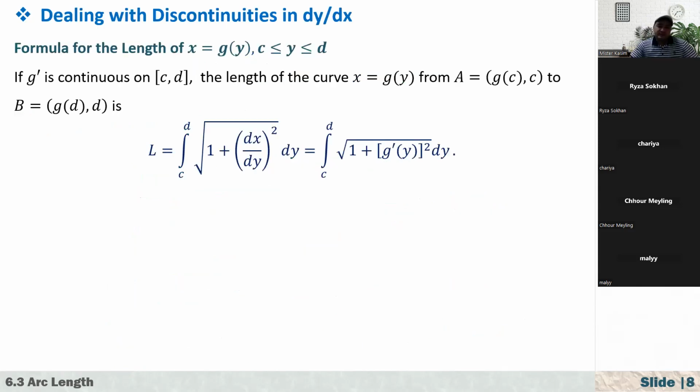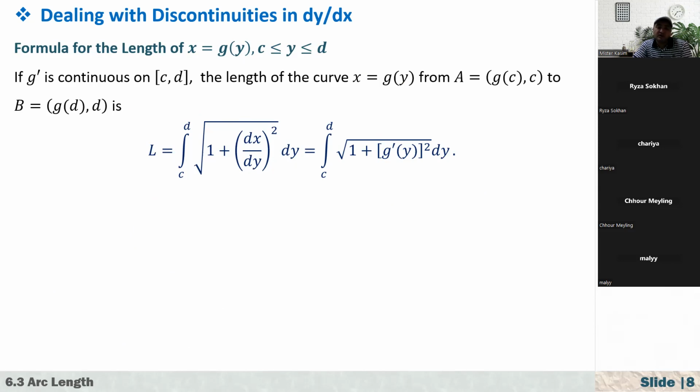Dealing with discontinuities in dy/dx. Sometimes our function, when you're evaluating this, because it involves f prime, this f prime of x may not be defined at one of the endpoints, or maybe both. For example, let's say x to the power of 1/3. If you differentiate this, its derivative is x to the power of minus 2/3.